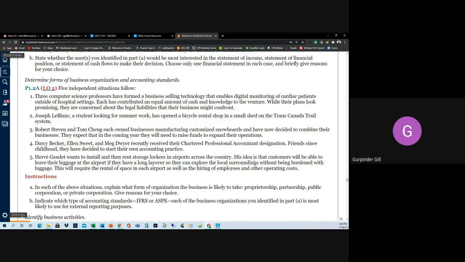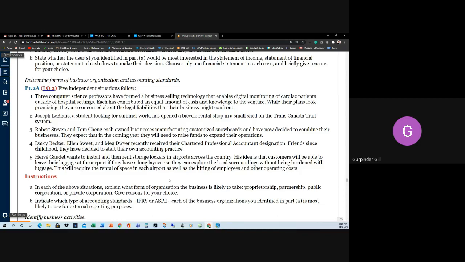Number 3, Robert Stephen and Tom Chang each owned businesses manufacturing customized snowboards and have now decided to combine their businesses. They expect that in the coming year, they will need to raise funds to expand their operations. So there are 2 guys. So either they can take proprietorship or corporation. Corp. Corp again? What type of corp? Somebody said public corp, and the reason being because these guys want to raise money. Public corporations can raise money fairly easily. Perfect.